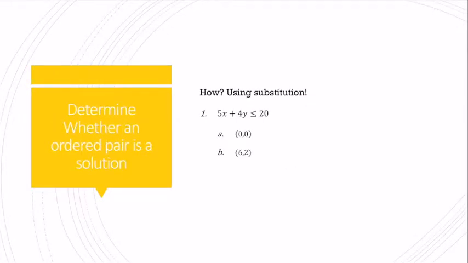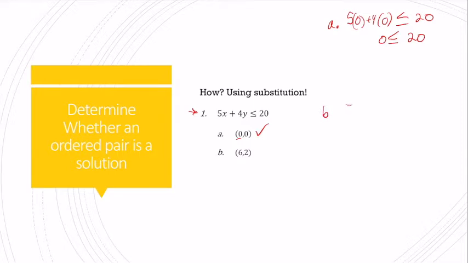So let's determine whether an ordered pair is a solution to this linear inequality. And we're going to do that using substitution. So for part A, let's do that up here. I've got 5 times 0 plus 4 times 0 is less than or equal to 20. I get 0 is less than or equal to 20, which is true. So this point is part of the solution for 5x plus 4y is less than or equal to 20.